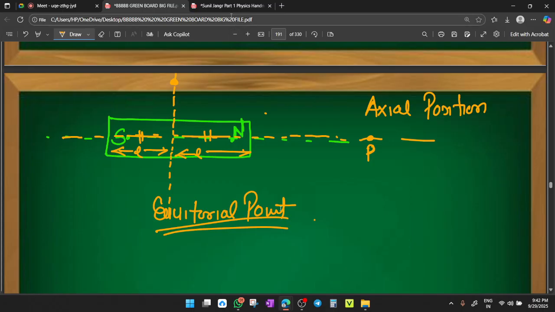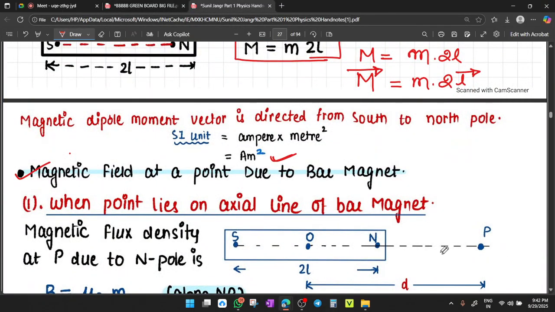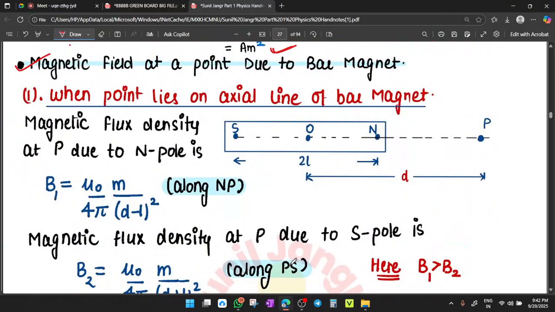So in two places we have to find the magnetic field intensity. Very important derivation. First we are going to find the field when the point lies on the axial line of a bar magnet. So once again, the point lies on the axial line of the bar magnet. Here we have the point. This is the magnetic length 2l, so half of the length is l and the other half is also l. We have considered a point at a distance d from the center of the magnet. Remember, the distance d is measured from the center of the magnet. Clear?